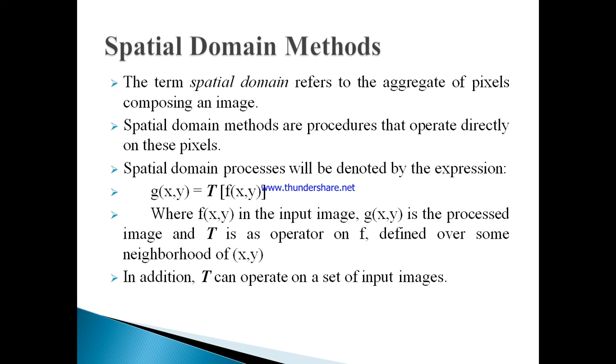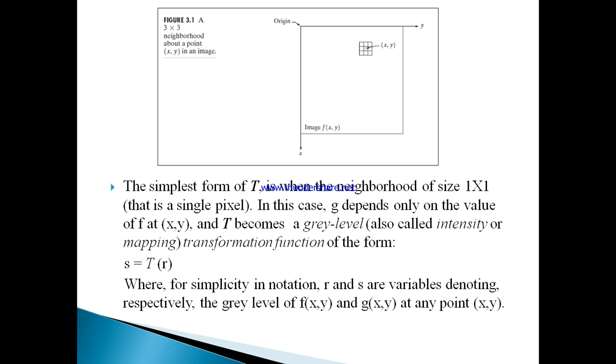The spatial domain method is the aggregate of pixels present in a particular image, and we operate directly on these pixels. It is given by an expression like g(x,y) = T[f(x,y)], where f(x,y) denotes the input image, g(x,y) is the processed image, and T is the operator on f that is defined over the neighborhood of (x,y). In addition, T can also operate over a set of input images.